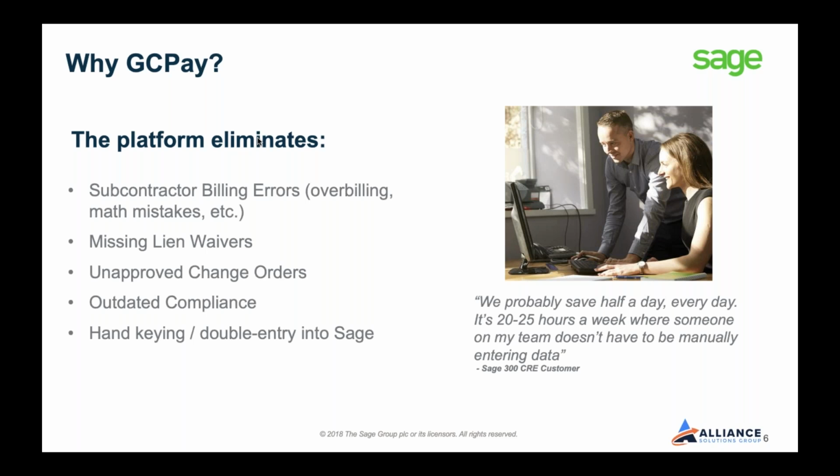The last piece is that hand keying double entry into Sage. So if you're looking at your current process, once that approved pay app is done, how are you getting that data back into Sage? If you're hand keying that approved pay app information back into Sage, GCPay fully eliminates the need to hand key sub pay apps back in. Marshall will show this at the end, but it's truly one click of an import button, no hand keying, and you can import one pay app or 200 pay apps at a time right directly back into Sage.